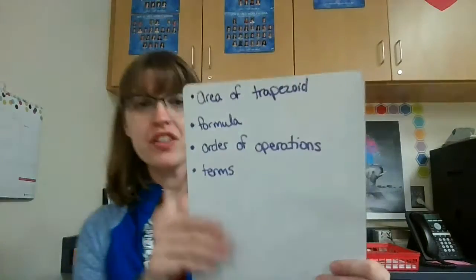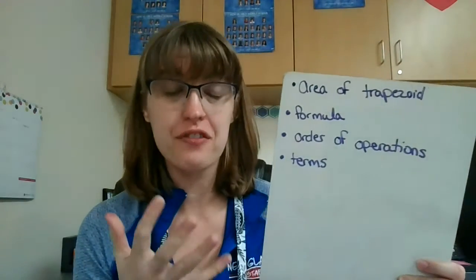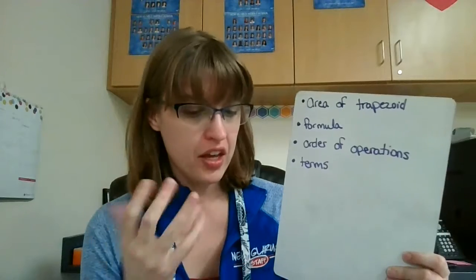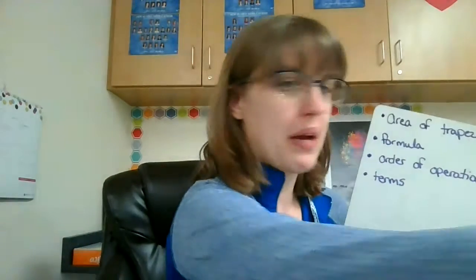I told you we were going to do a lot of things in this lesson. Let's check back and see if we did them all. So these were the 4 things I said we're going to be focused on in the lesson. So first up, area of a trapezoid.